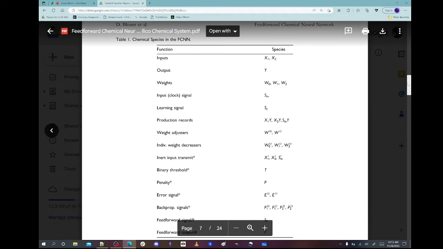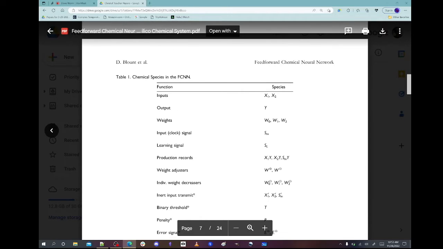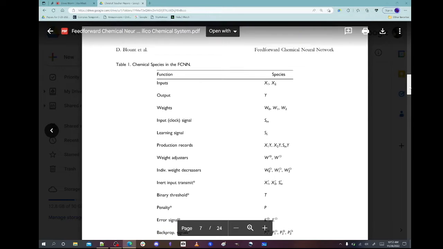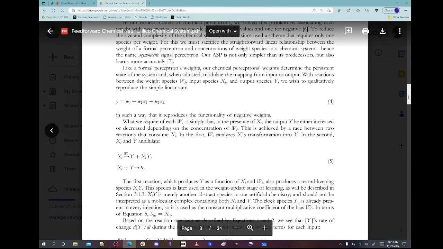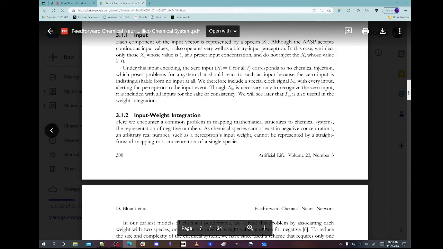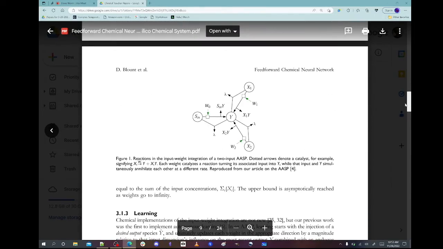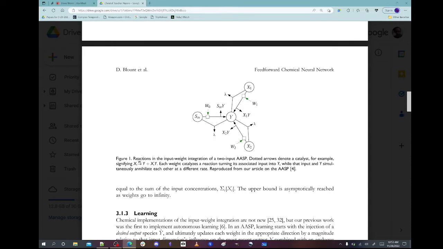So they go on. They talk. This is the table here with the inputs, outputs, weights, and the different chemical species that are associated with these things. Then they go through inputs and input weight integration, and they talk about the mathematical mapping of these things. So this is a map of the reactions in the input weight integration step in a 2-input AASP.